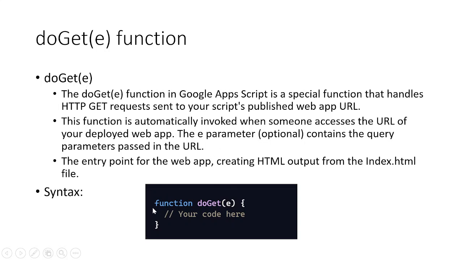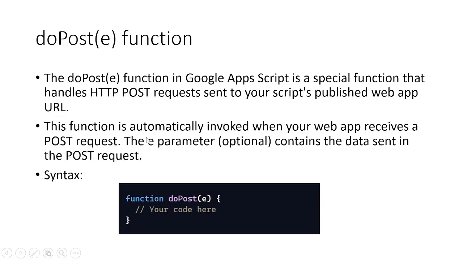We have here the syntax. So just create a doGet function, then we have our doPost. We're going to have the doPost later on. They have the same function except that doPost is going to process the post request sent to our script. So they have the same parameters.